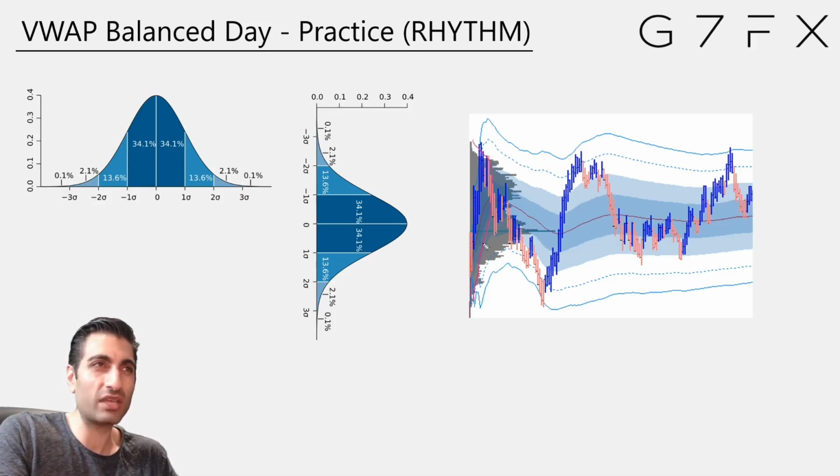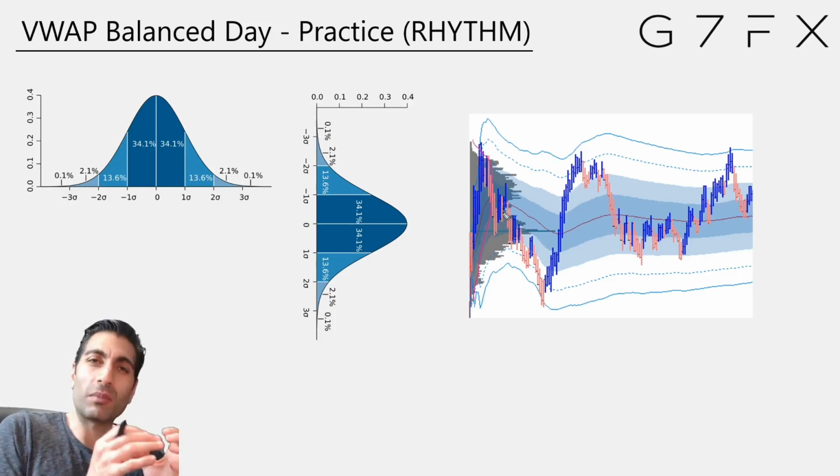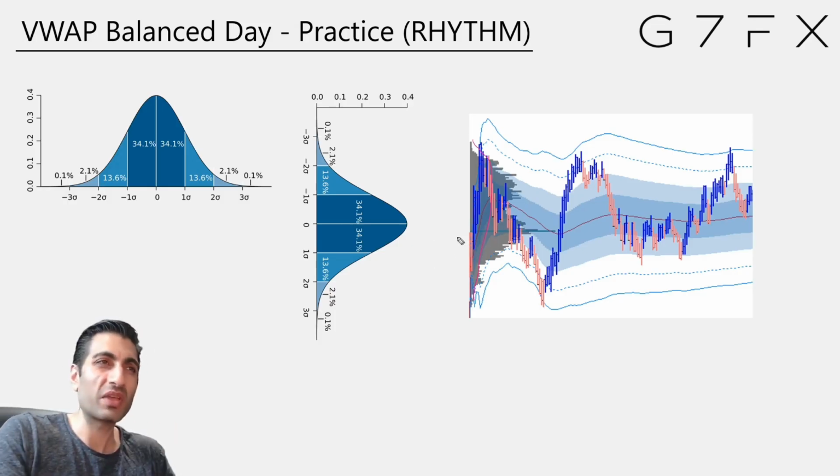Can you see it barely changed? Early on in the day, obviously a lot of market orders are coming in, and there's not much data, so it's going to be a bit volatile. But as things settle down very early on, look what happened.